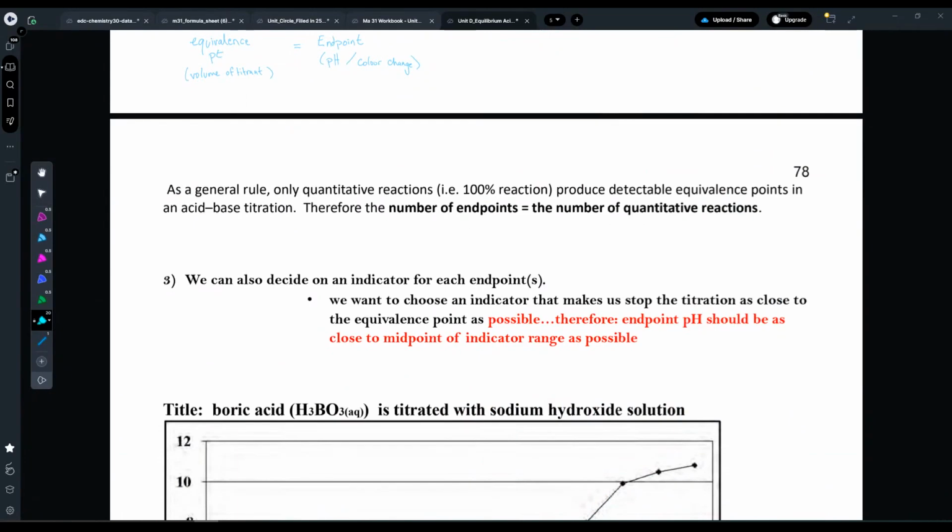As a general rule, only quantitative reactions, those are reactions where your reactants react completely and are used up to create products, so you only have products remaining because all of your reactants got used up, produce a detectable equivalence point in an acid-base titration. Therefore, the number of endpoints is going to tell you the number of quantitative reactions.